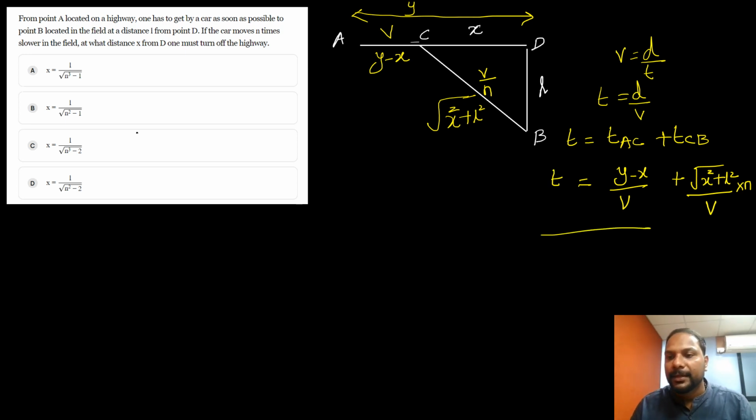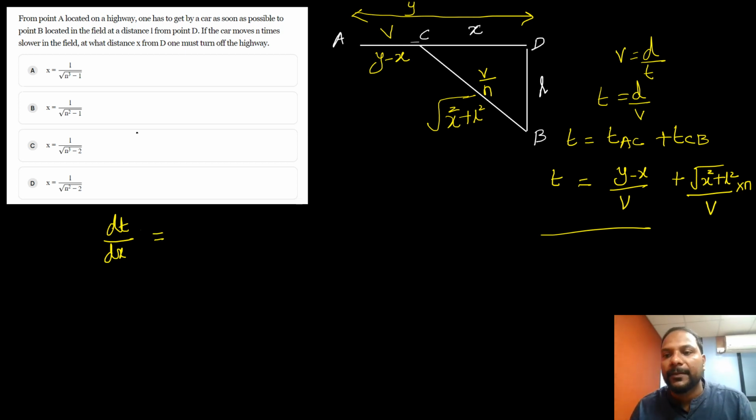Now I have to find out when my time should be minimum to reach from C to B. So I'll go with the maximum-minimum condition. I can differentiate, dt by dx, and set dt by dx equal to 0. Then I can get the value for x. I have to differentiate with respect to x.